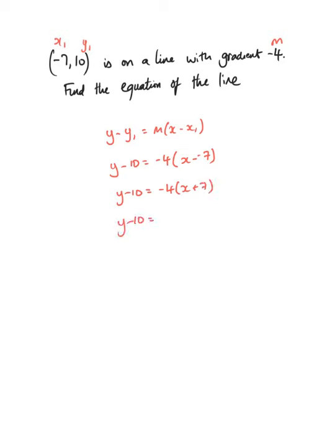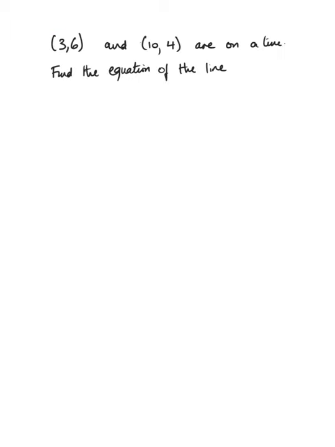Let's just multiply that out so we've got it. So y minus 10 is equal to minus 4x minus 28. And if I want to put that in the form y equals mx plus c, I just add 10 to both sides. So y is equal to minus 4x minus 18. And if I want to put it in the form ax plus by plus c equals 0, I just need to take the y and add the 10 to both sides. So minus 4x minus y minus 18 equals 0, which of course is the same as 4x plus y plus 18 equals 0.